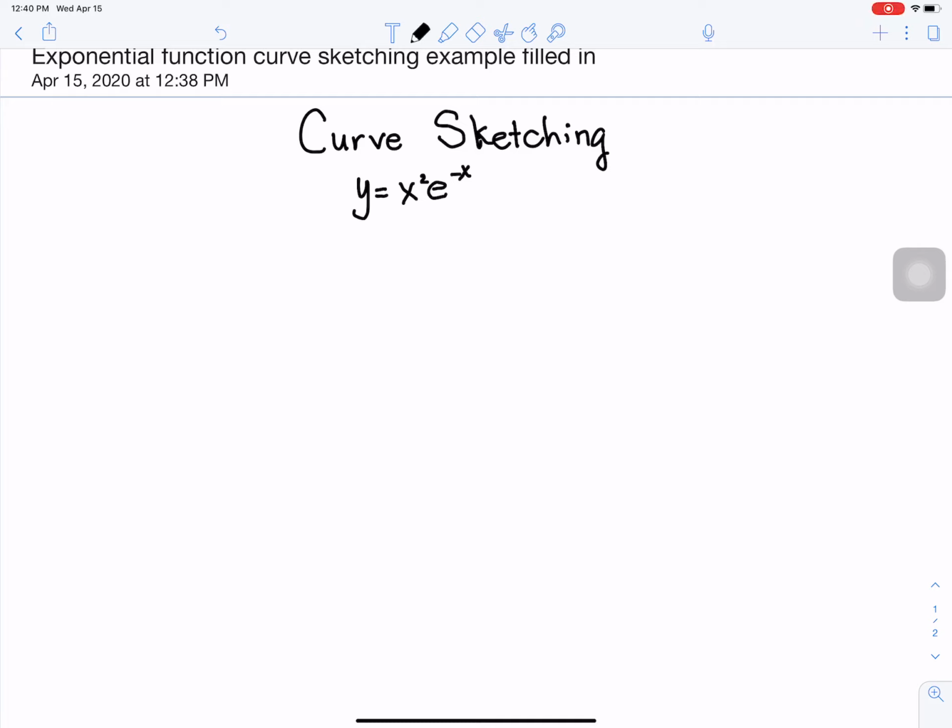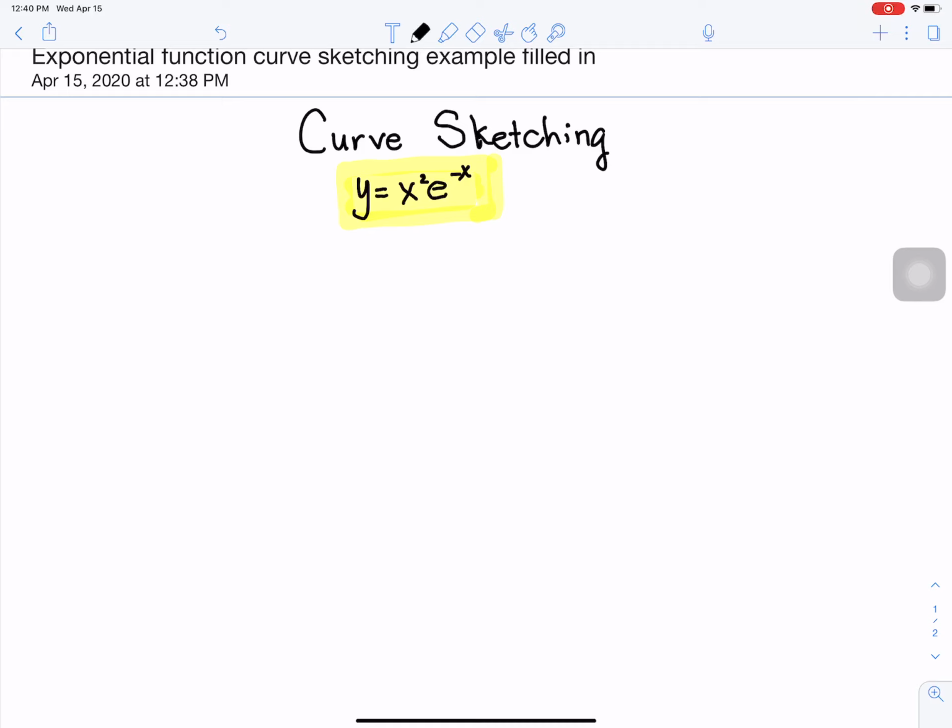So we're going to continue with practicing examples of curve sketching. We're going to continue to follow those 6 or 7 main points in order. So today's example that we're going to work on is y equals x squared e to the minus x. This is a little bit of a polynomial mixed with an exponential function.